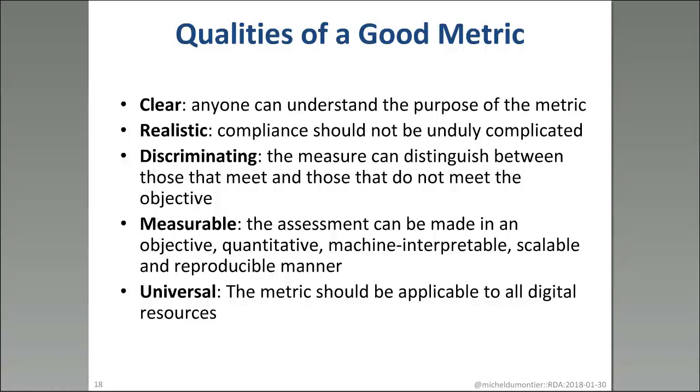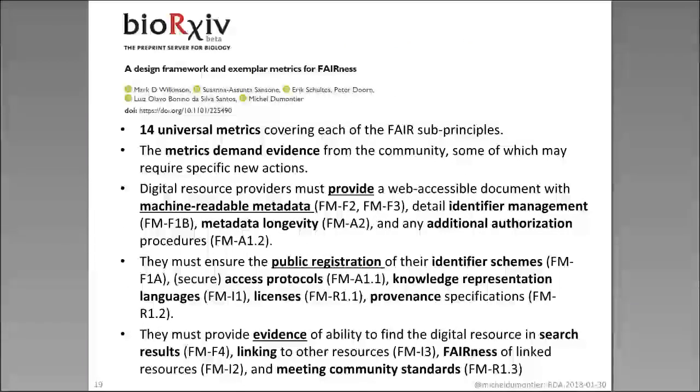So I think good qualities of a good metric include that they are clear: anyone can understand the purpose of the metric. They are realistic, in which compliance should not be unduly complicated, but it can certainly be more sophisticated than we currently have, obviously, because we haven't met fairness in all of its glorious diversity as we might expect. And so more effort may be required than we currently are putting into them. But it should be realistic nonetheless, that there's a pathway by which we can achieve those objectives. They should be discriminating, so the measure can distinguish between those that do meet and those that don't meet the objective. They should be measurable, right? We should be able to make some kind of objective and quantitative, machine interpretable, scalable and reproducible experiment and return results. And I think the metrics should also be universal. They should be applicable to all digital resources, whether they're data sets or repositories and whatnot. And then these are going to be the most valuable kinds of metrics.